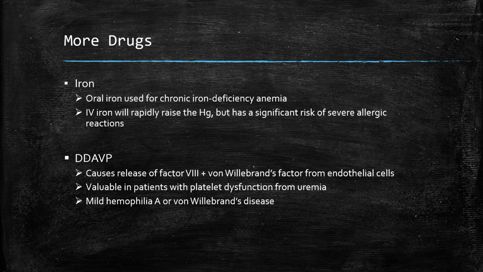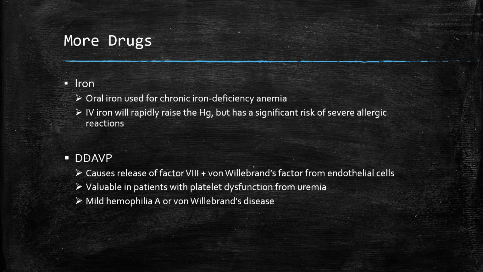Oral iron is commonly prescribed for chronic iron deficiency anemia. Iron can also be used IV, and it will rapidly raise the hemoglobin, but it does carry a very real risk of severe allergic reactions, making it less useful.